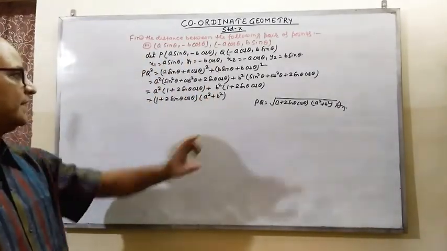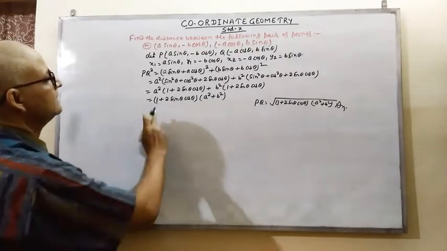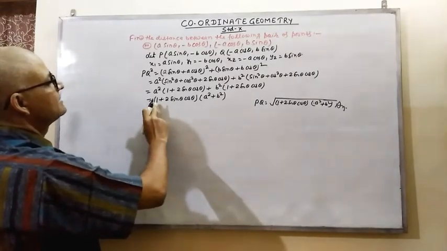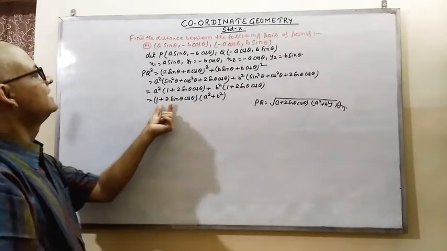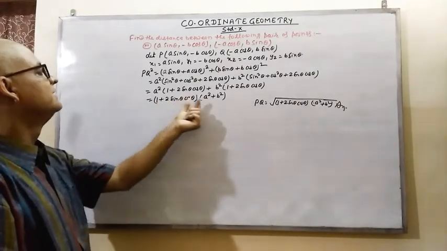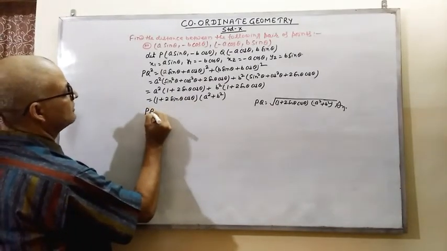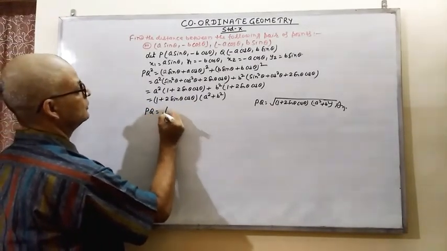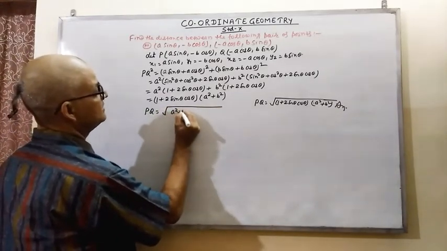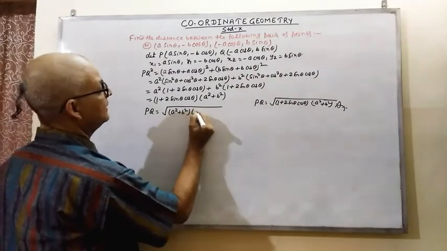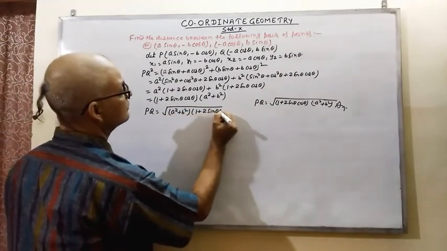This is also correct. But if you break this one, it can be written as sin square theta plus cos square theta plus 2 sin theta cos theta, that is sin theta plus cos theta whole square. In that way also it can be written. So no need to write it down in this form. So now PQ is equal to root under a square plus b square into 1 plus 2 sin theta cos theta.